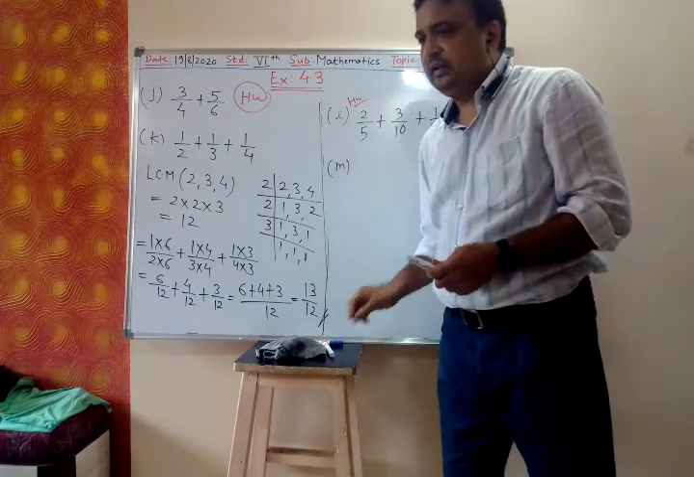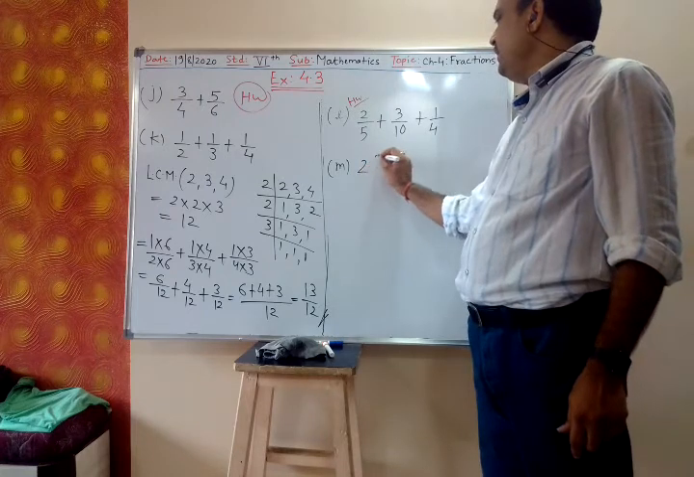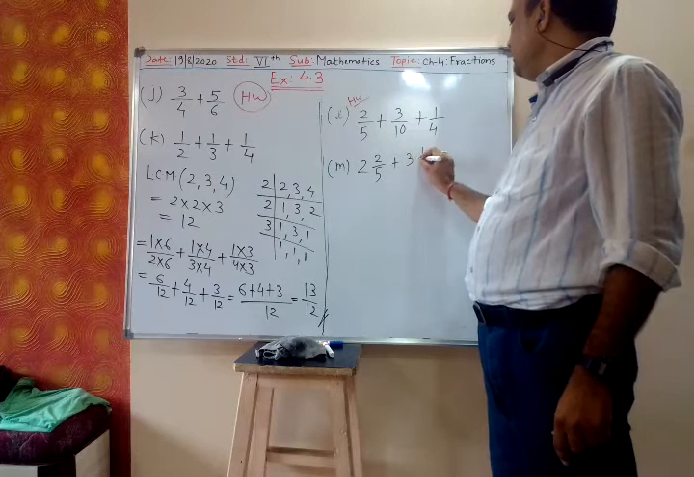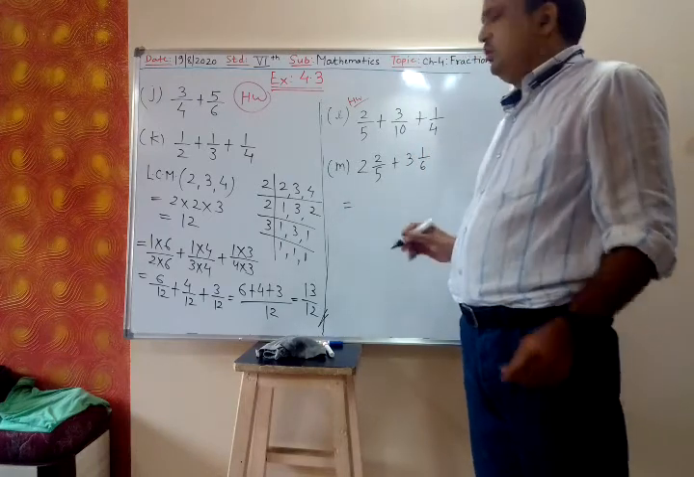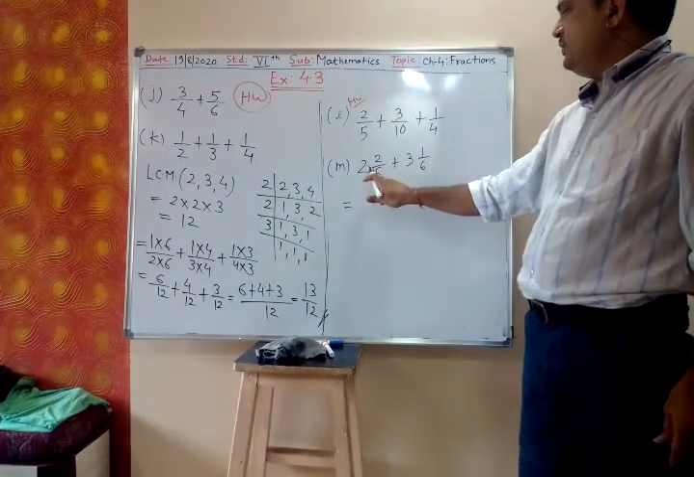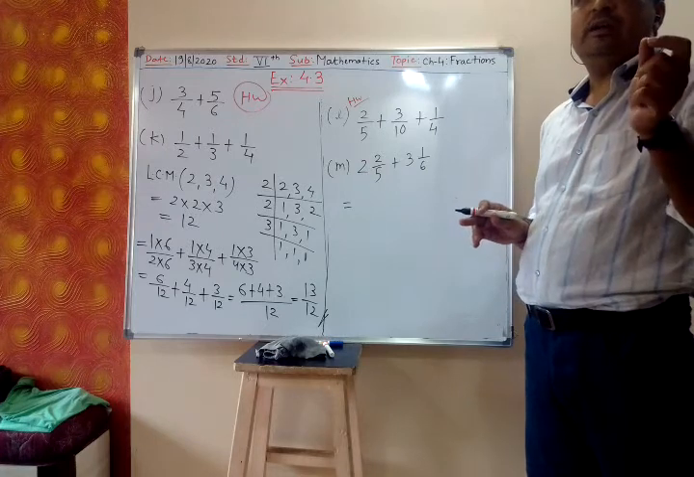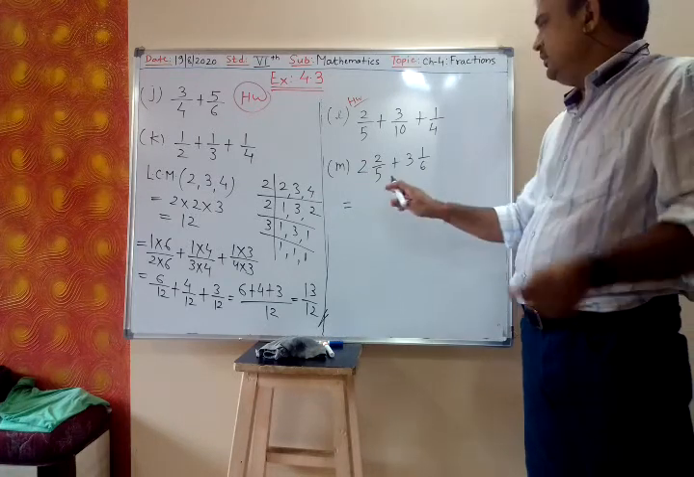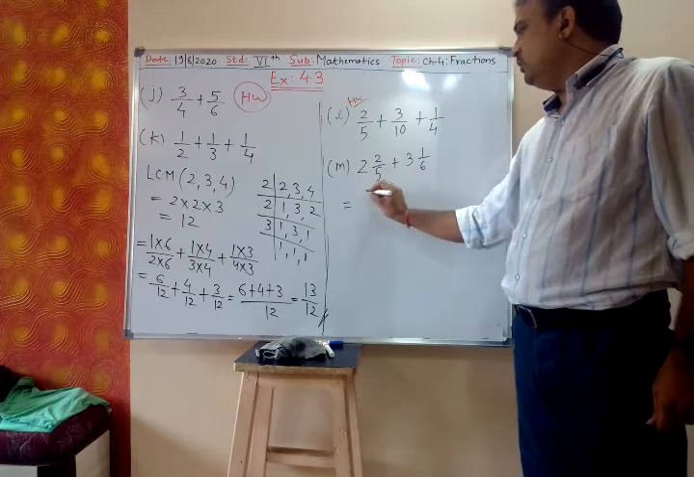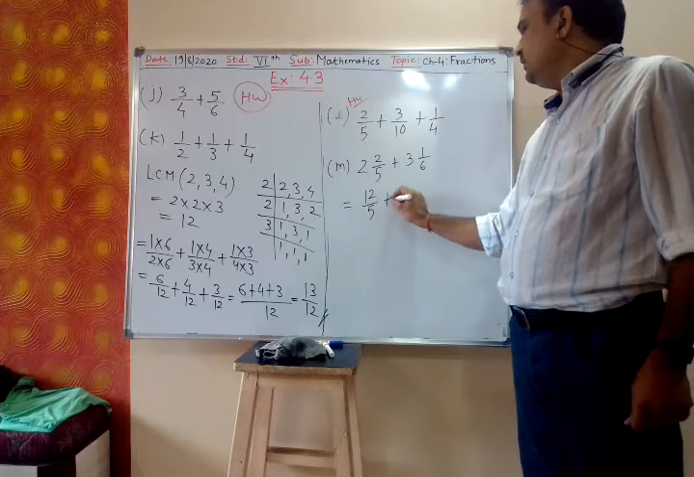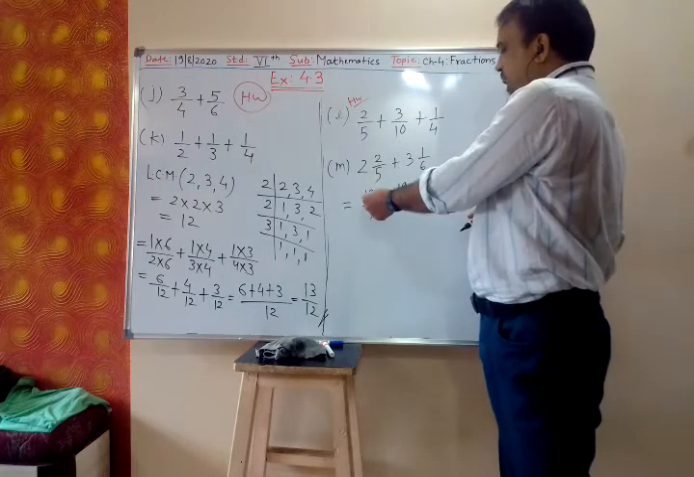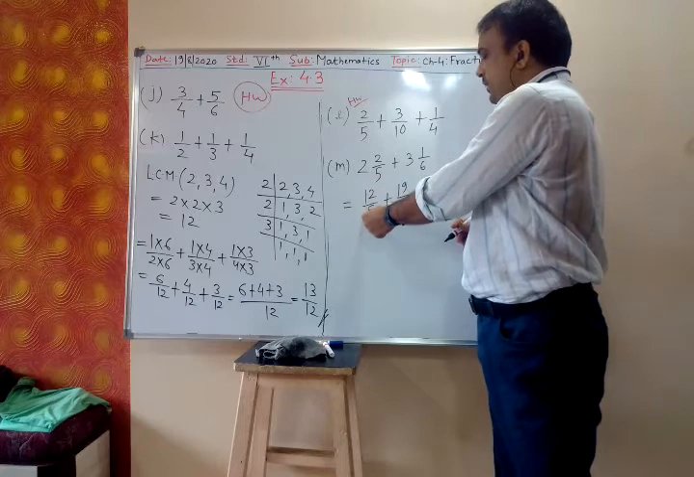Now M, it is a mixed fraction. 2 is to 2 by 5 plus 3 is to 1 by 6. It is not hard, remember. So first this mixed fraction we will convert into fractions. 5 2s are 10, 10 plus 2 is 12, so 12 upon 5. Plus 6 3s are 18, plus 1 is 19, upon 6. So now you have improper fractions 12 upon 5, 19 upon 6.